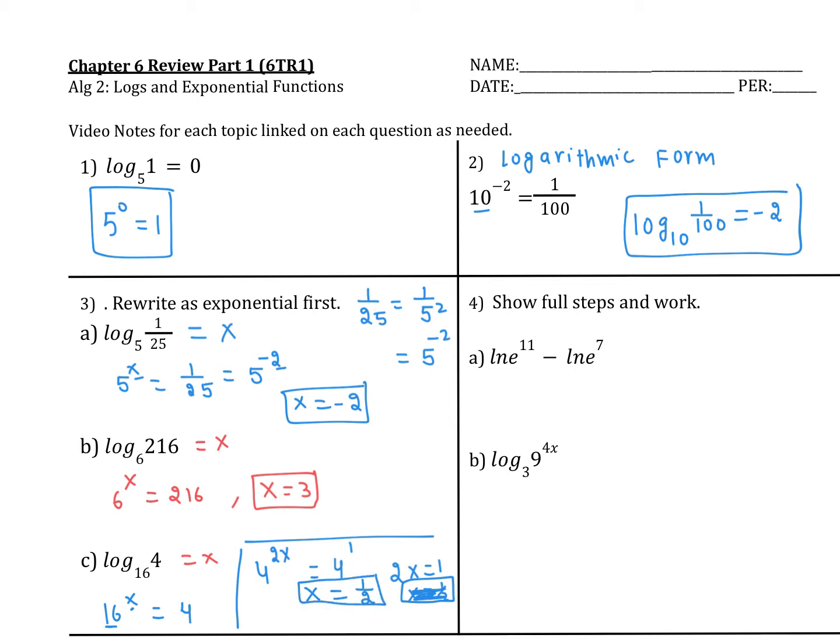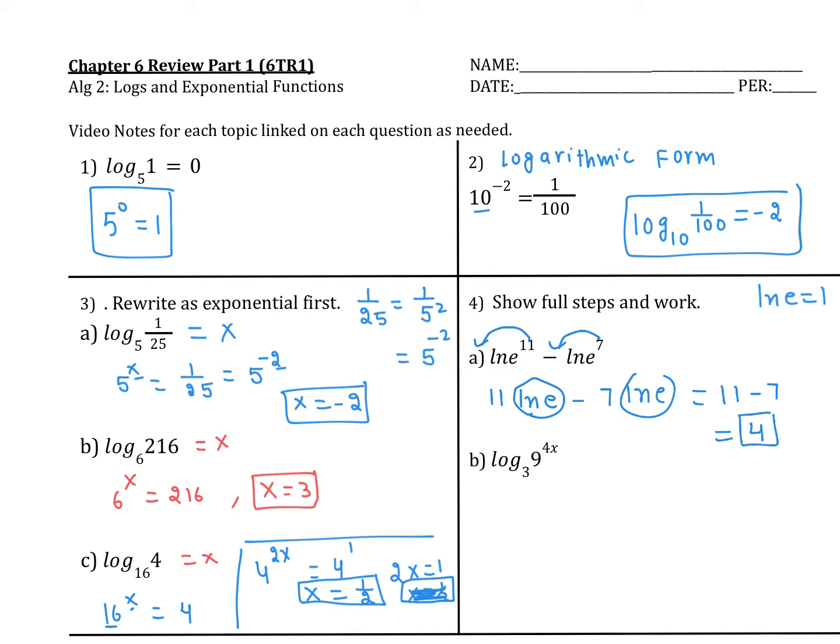For number 4, you're going to apply the power property, which will kick the power outside. 11 times ln e, 7 times ln e. ln e is always 1, so this is 1, this is 1. So you're going to have 11 minus 7, and that's going to be 4.